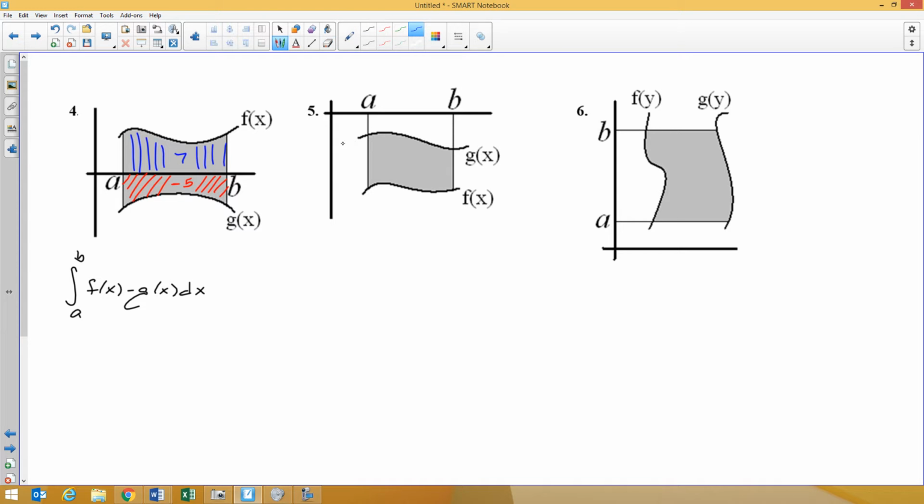Even in number 5 here, where we have both curves below the x-axis, that does not matter. We're still going to set that up. Area from a to b, top function is g of x minus f of x. And if you want to, you could again assign values for those areas just to play with it and see if that makes sense. But it is still top minus bottom.